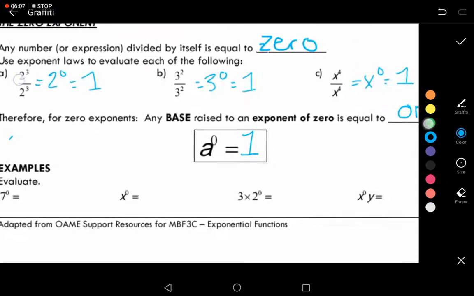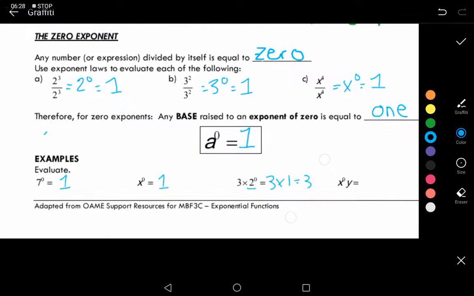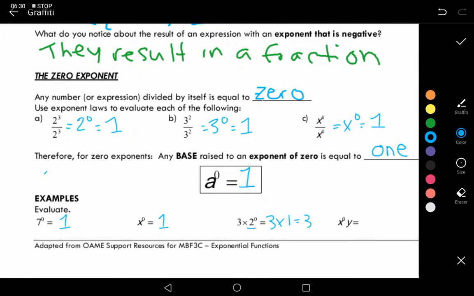So if we're looking at these examples down here, 7 to the power of 0, we don't even have to use our calculator, right? We know that that's going to equal 1. X to the power of 0 is going to be 1. This one, we have 3 times 2 to the power of 0. So we have 3 times 1, right? Because anything to the power of 0 is 1. So that would be 3. Here we have x to the power of 0 times y. X to the power of 0 is 1 times y is just 1y.